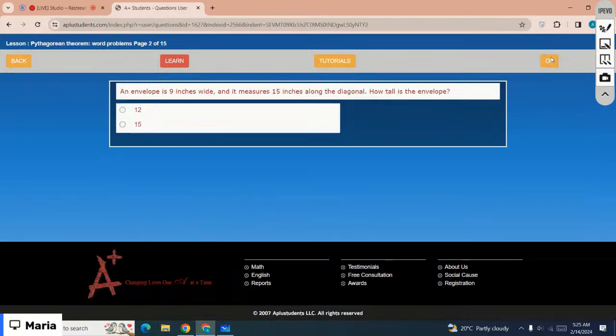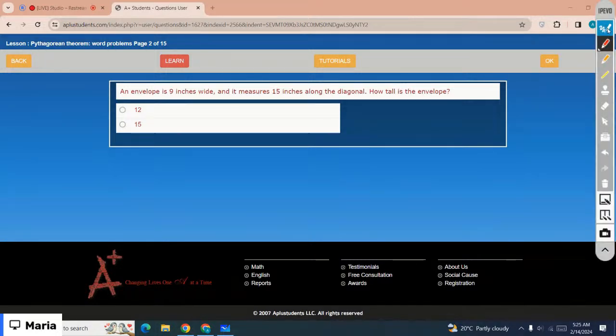Okay, the next one is: an envelope is 9 inches wide and it measures 15 inches along the diagonal. How tall is the envelope? Okay, here is the width of the envelope, that is 9 inches, right? And the distance along the diagonal is 15 inches. You need to calculate how tall it is. So how do you calculate? Which is the correct option? You can calculate the value and write the correct option in the chat box.